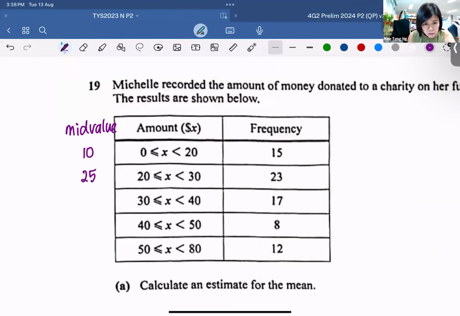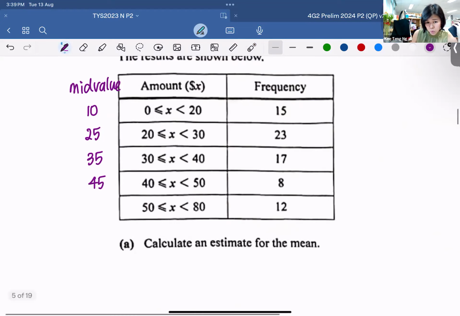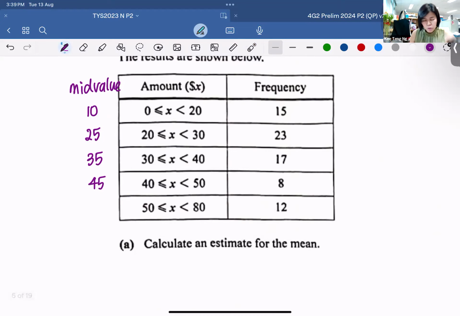Okay, you notice that the intervals may not be the same. Some from 0 to 20, the interval is bigger. This one, 20 to 30, the interval is smaller. So they're all unequal intervals. Then I have the next ones, 35, 45. And this last one is 50 to 80, not all the same, okay? So 50 to 80, what do I do? I take 50 plus 80 divided by 2, 65. Okay, so now I have all my data intervals already.